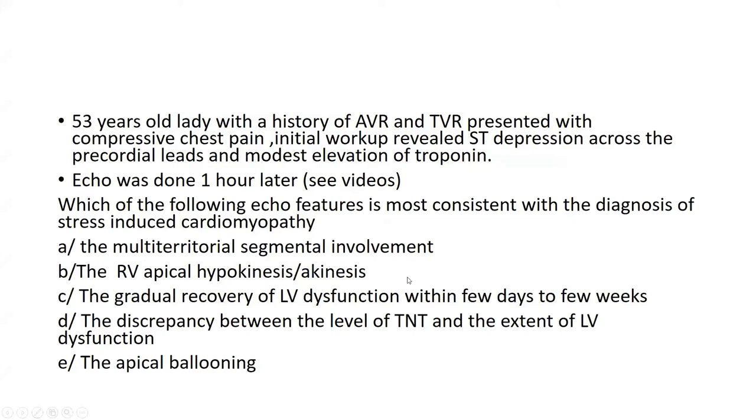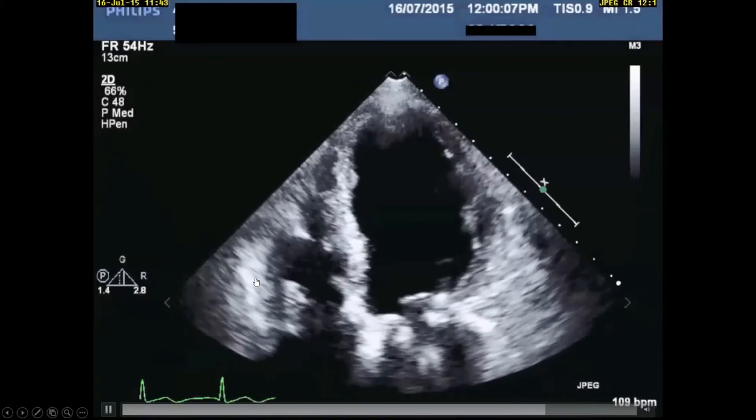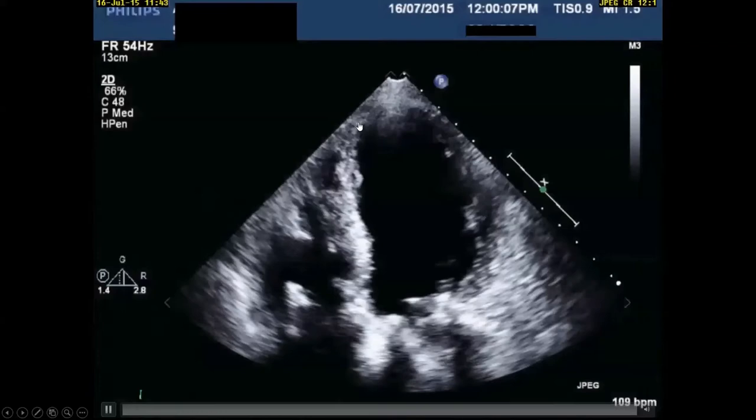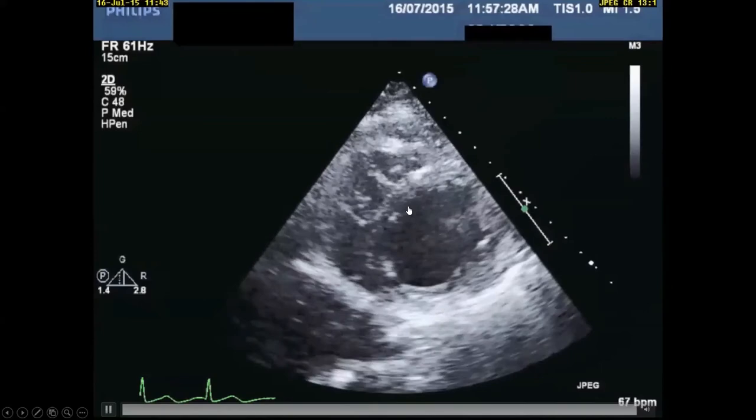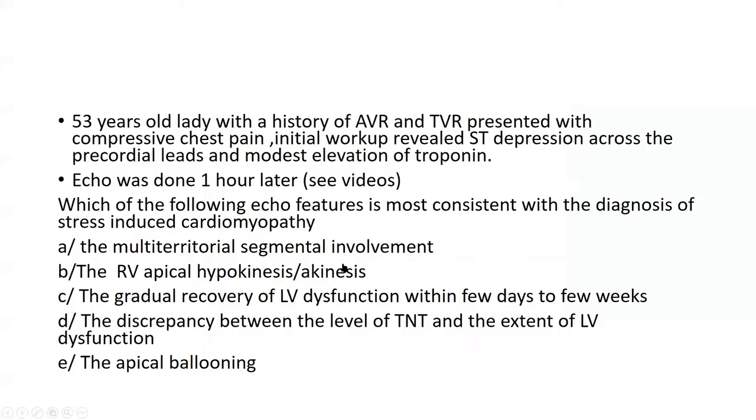Number two, RV apical hypokinesis, akinesis. Again, I'm going to show you here. Look at the RV free wall. At the base, it is contracting. When you start to go to the apex, the contractility decreases. Maybe you see it even better here. Now we are toward the apex, and look at the RV toward the apex. So the RV apex is severely hypokinetic here. Does that mean anything? Let's find out.